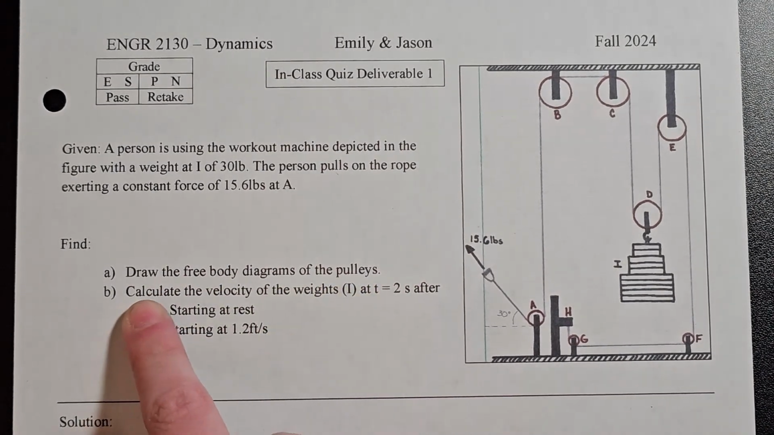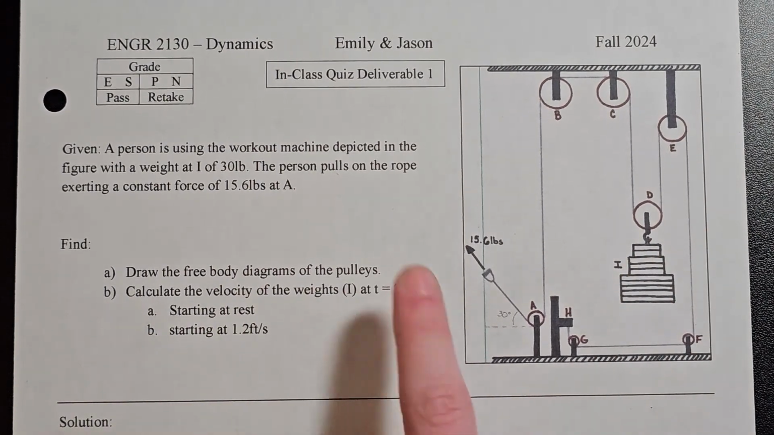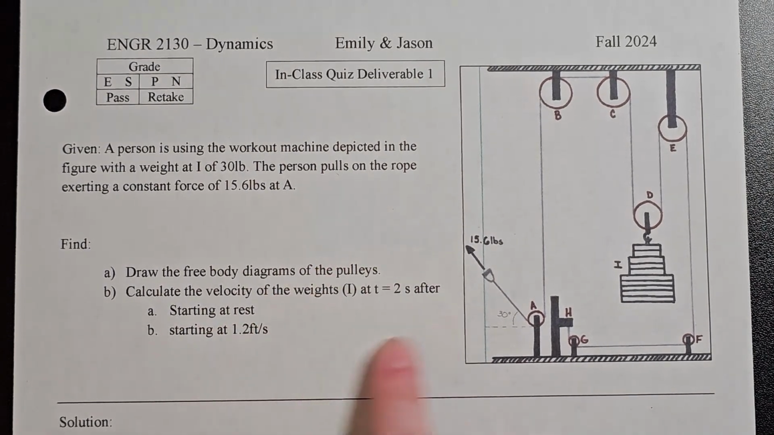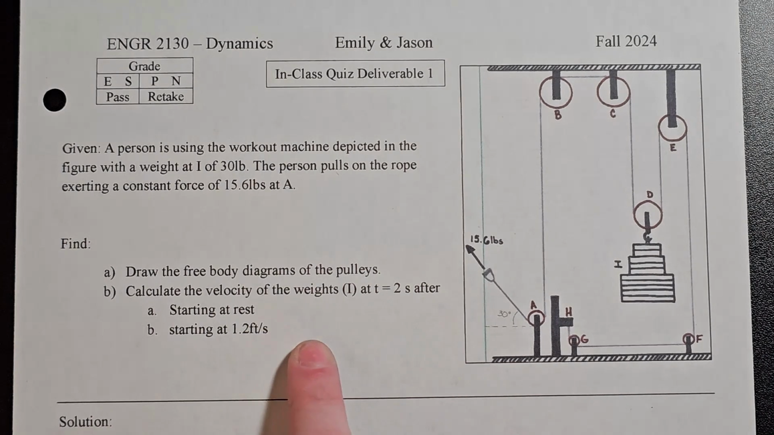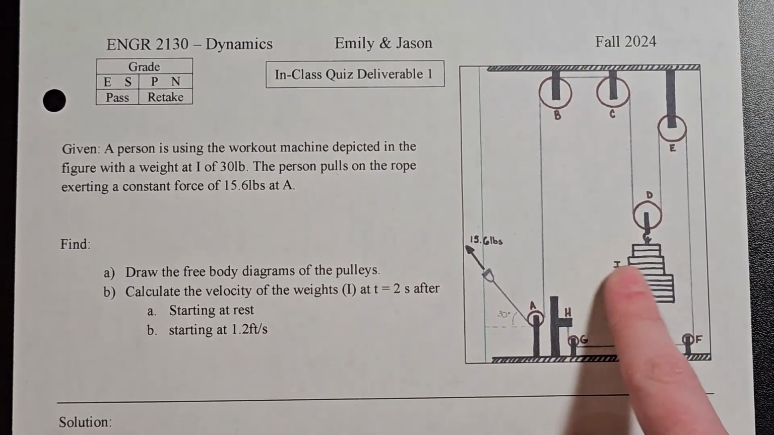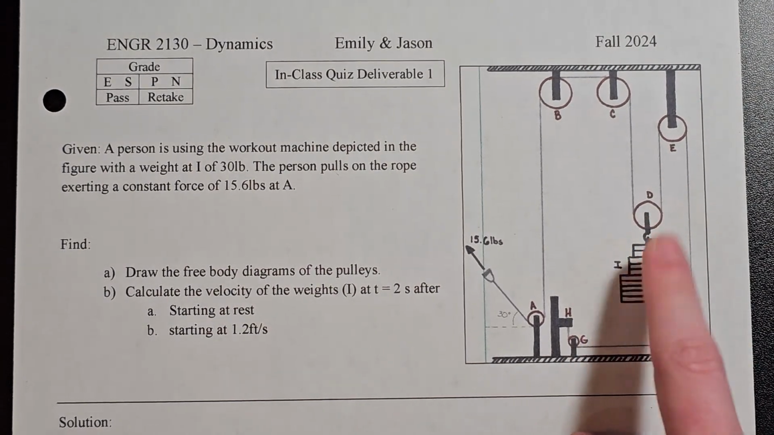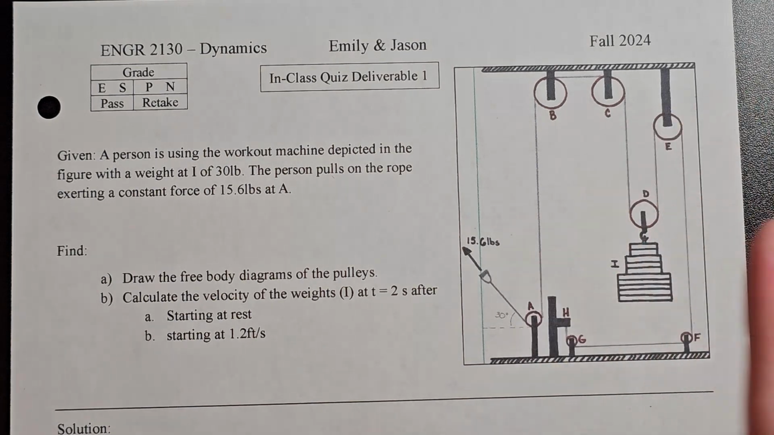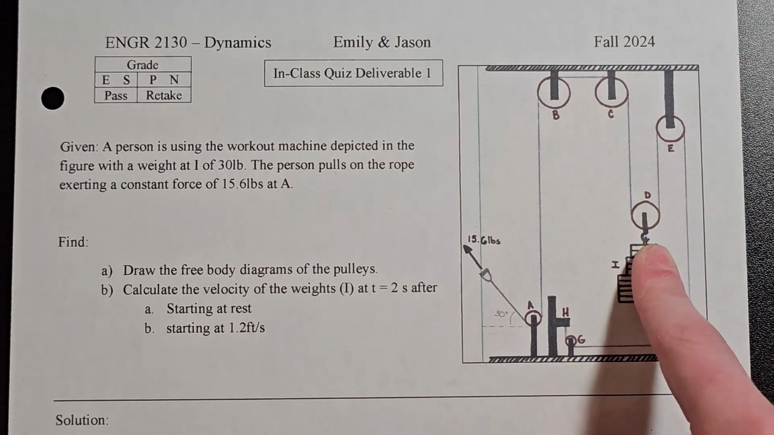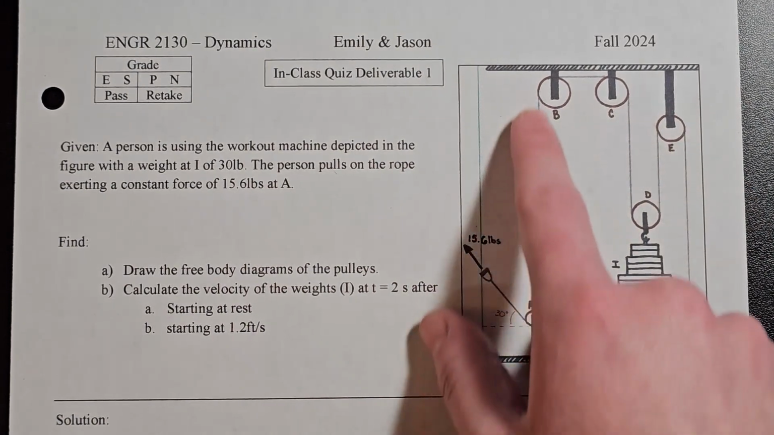And then it also wants us to calculate the velocity of the weight at I at t equals 2 seconds after starting at rest, which is starting at 0 velocity, and then starting at 1.2 feet per second, which means that it has an initial velocity of 1.2, and it wants us to find the final velocity after 2 seconds while it's starting at 1.2 feet per second. Also, real quick, before I forget, there is only one rope in this system, and this is important, especially for the tension and for the forces, so we just need to take note that there's one rope.